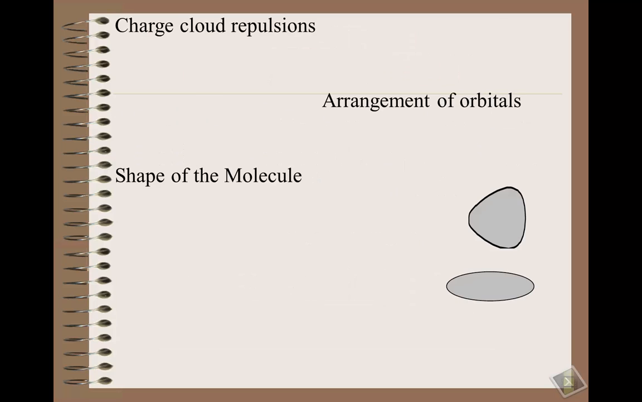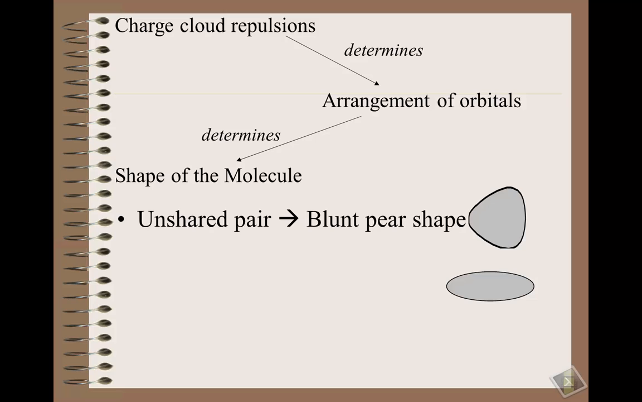So when we think about the effect of these charge cloud repulsions, how much repulsion there is and how many instances of repulsion there are is going to determine the arrangement of the orbitals, for one, the bonding pairs, if you will, and the arrangement of those bonding pairs or those shared pairs, those orbitals, helps us to determine the shape that the molecule is going to take on. And as you can see here, we have two different illustrations.